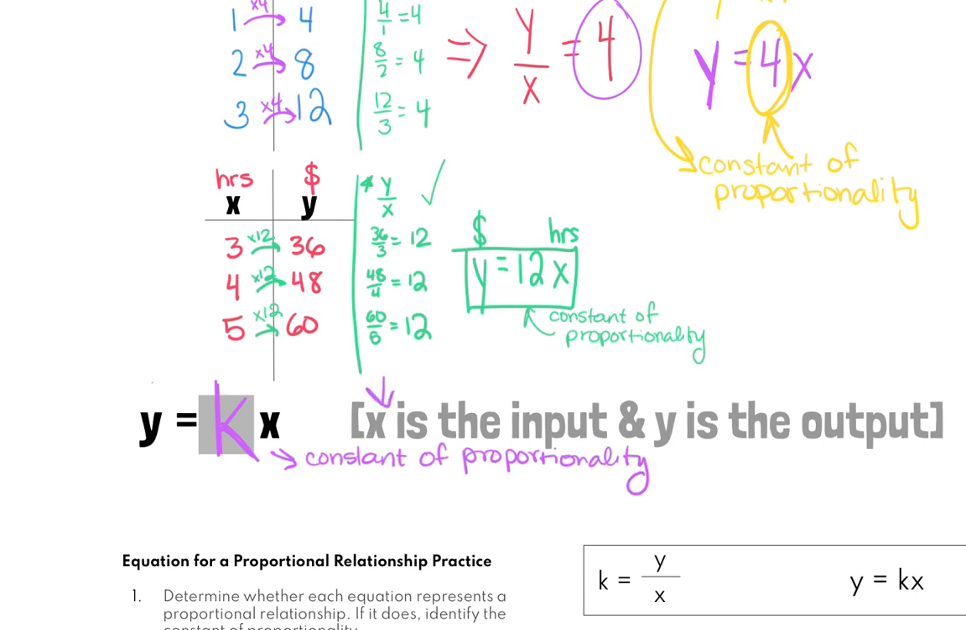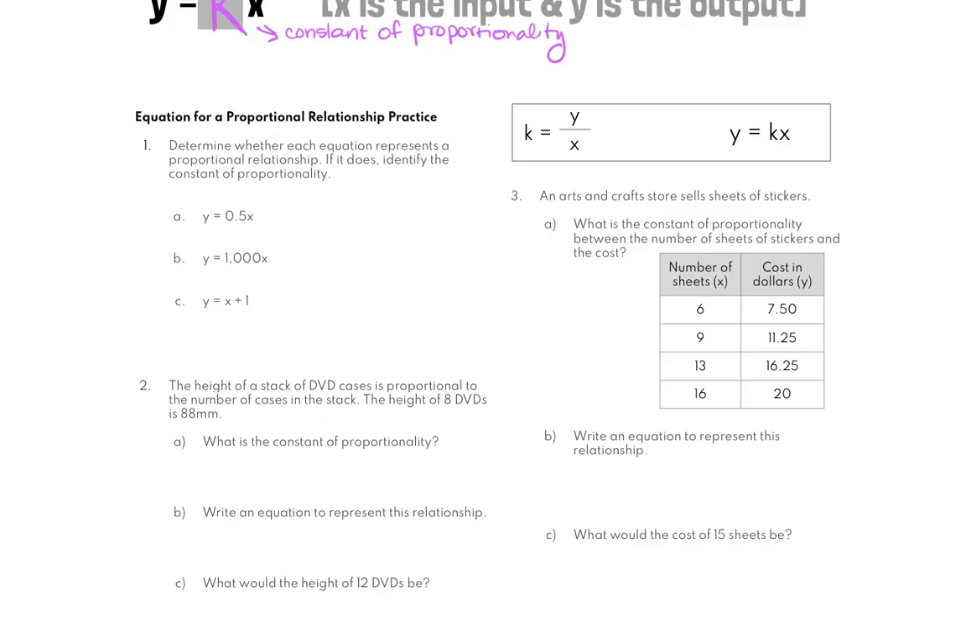x is going to be my input. For example, I'm going to input a certain number of hours of work, and my output is what I get paid. I want you to try these practice questions right here. On the top, we have k equals y divided by x. That is our constant. That's how we figure out if a relationship is proportional. Here is our equation. y equals a number, we are using k just to be the placeholder there, times x.